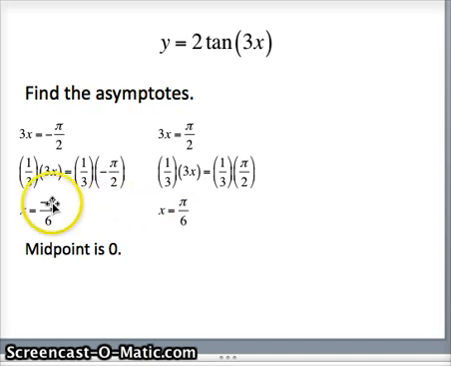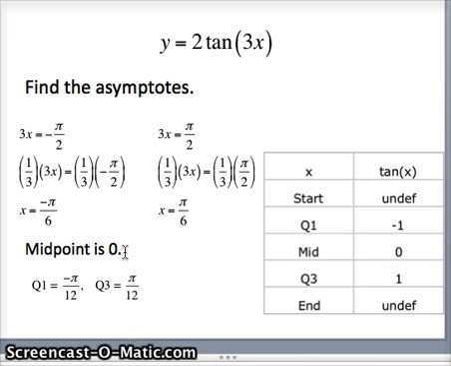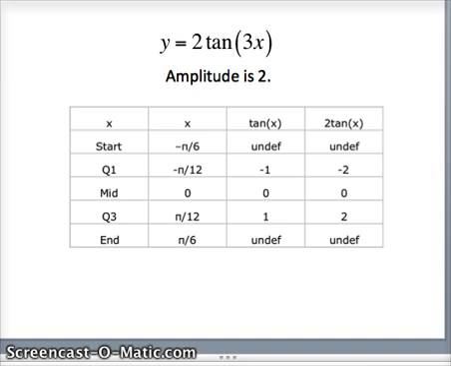Quarter point between negative pi over 6 and 0, how about negative pi over 12? And between 0 and pi over 6, pi over 12. And we know for a tangent function, our first quarter point will be -1, so negative pi over 12 will yield -1. Our second quarter point, pi over 12, will yield +1, and our midpoint will yield 0, asymptotes from negative pi over 6 to pi over 6. Except, of course, we're multiplying this by 2. If we're multiplying this by 2, then we've got to multiply those tangent values by 2 to get our answers. So these are the values that we need.